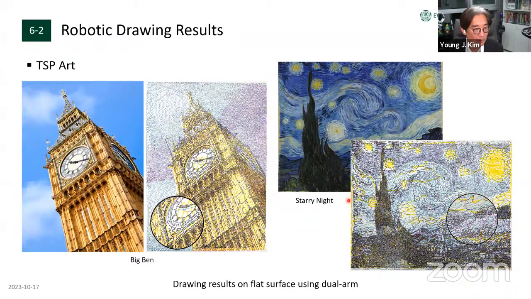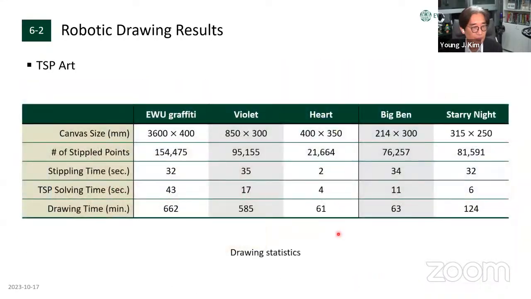And same thing for the input for Big Bang image and the straight light. The right is drawing by the robot. In this case, it's just flat surface. And some statistics. As you can see, the TSP solving and other steps is relatively shorter than the actual drawing.